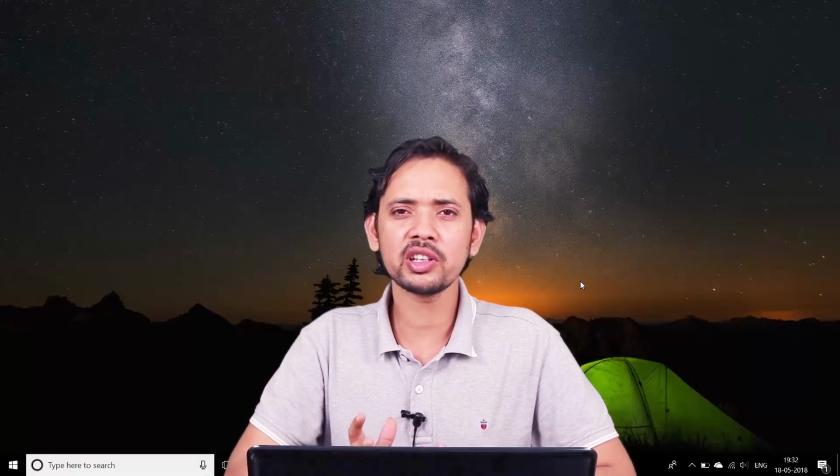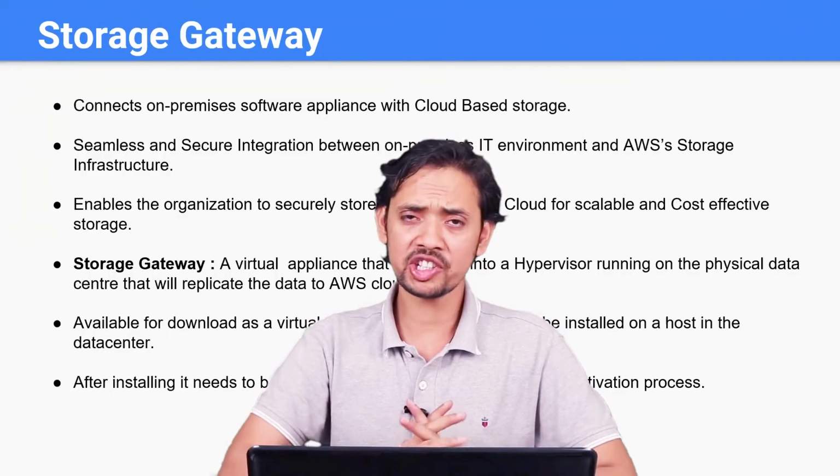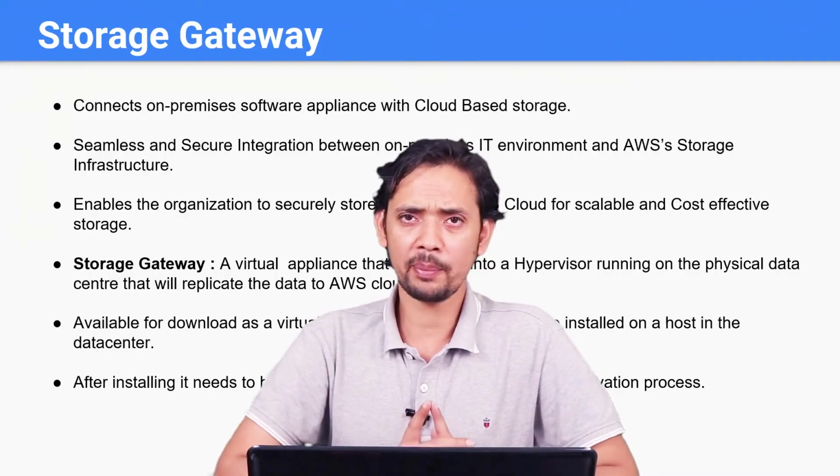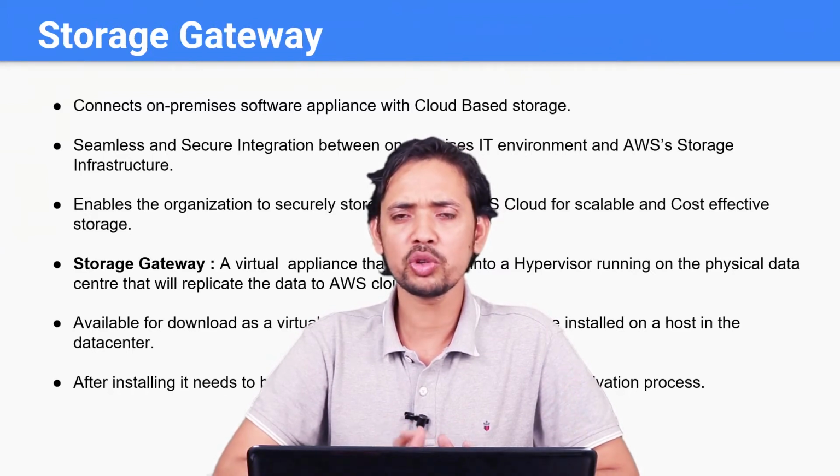So once you install the storage gateway appliance on your server in your data center, then on one hand it will be connected to the application server which is generating the data. On the other hand, it will be connected to the AWS account where it is going to upload the data. So to define the storage gateway, it's basically a virtual appliance which helps you seamlessly and securely move your data from your on-premise to your cloud account.